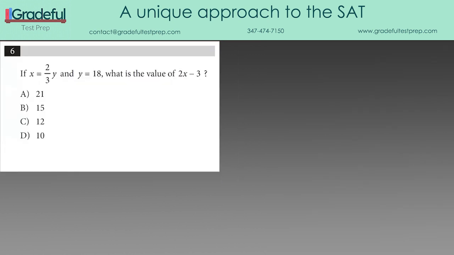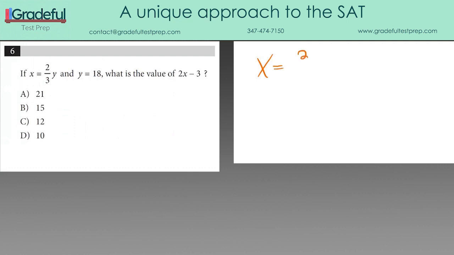Question 6 gives us a couple of equations that we can combine. We have the equation x equals 2/3 y, but we're also being told that y is 18. So let's just go ahead and plug in that 18. X equals 2/3 of 18. And what's 2/3 of 18?